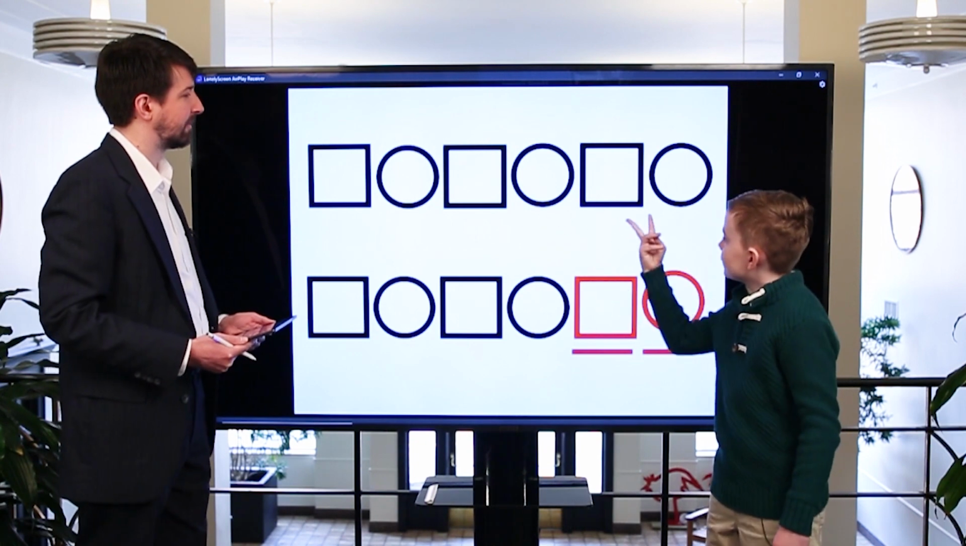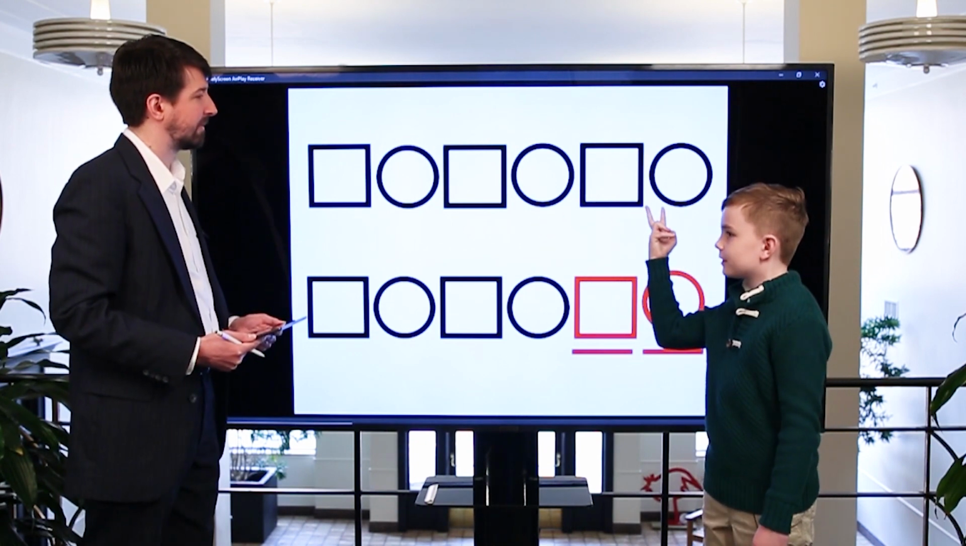Because every single pattern is a square and then a circle. Square and circle. Square, circle. Yeah, and once you identify that pattern, then you know what comes next. You can predict. So patterns can lead to predictability, just like that prediction you made there.